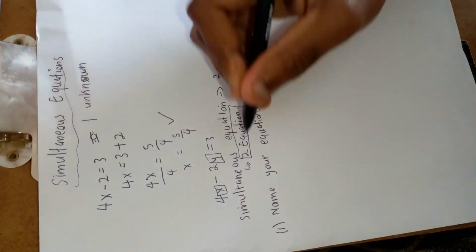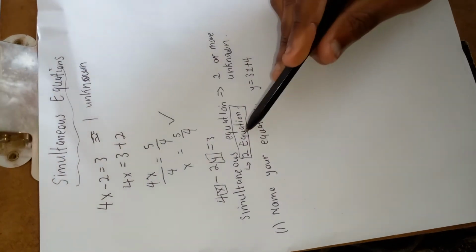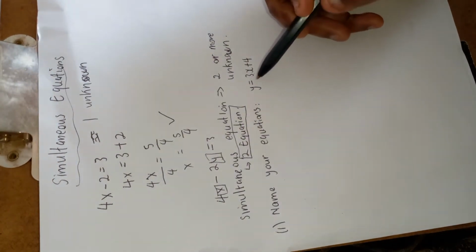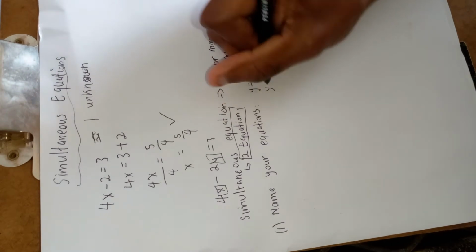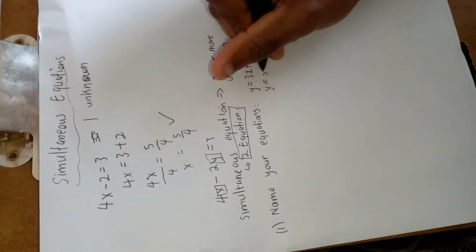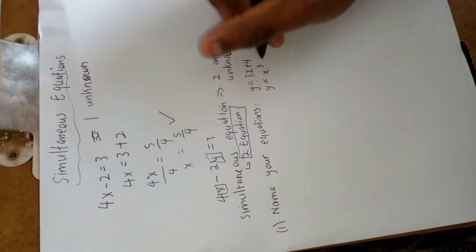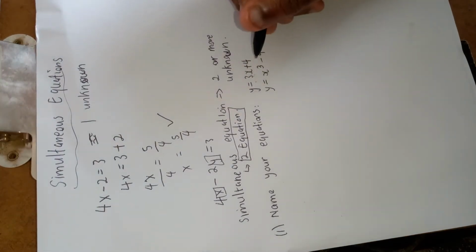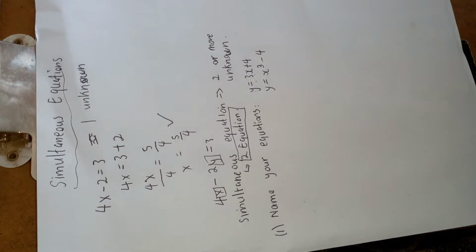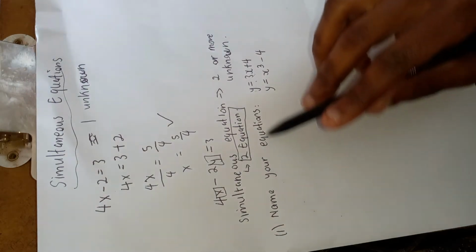4, remember that it's a simultaneous equation, so there are two equations. The first equation is y is equal to 3x plus 4, and your other equation, let's say you are given y is equal to x to the power of 3 minus 4. If you are given these two equations and asked to find x and y, the first thing that you do is name your equations.